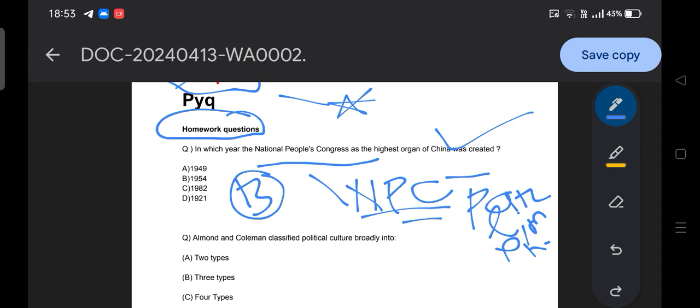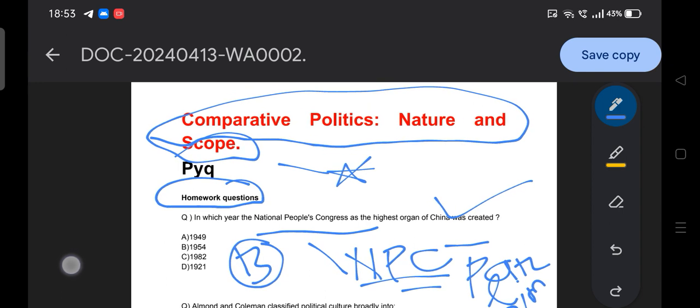So let's start our discussion for today. First we will discuss those questions which come under comparative politics, nature and scope, that were asked in previous year SSB exams. On that basis we will not only understand how to solve the questions, but also focus on those areas which help us revise and secure the score in our examination. Each and every year questions come from comparative politics, nature and scope, and it's a very scoring unit, so we can't ignore it.